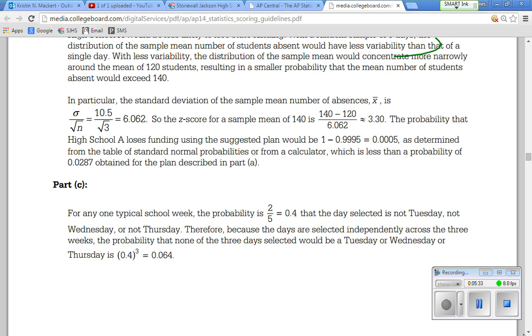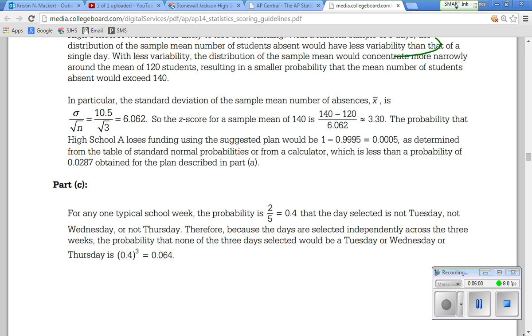we're talking about choosing one day at random from 3 school weeks. We're looking for what is the probability that none of the 3 days chosen is a Tuesday, Wednesday, or Thursday. So if it's the probability for any one typical school week is 2 out of 5, because it could have been Monday or Friday. So it's 2 out of the 5 days, right?